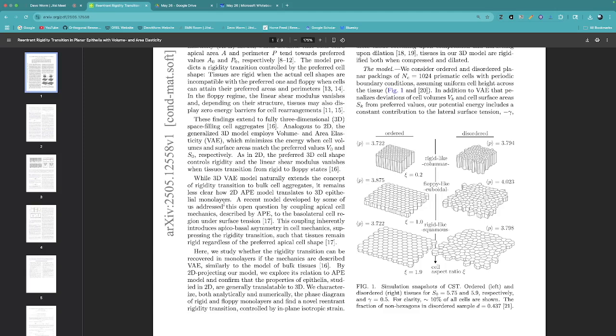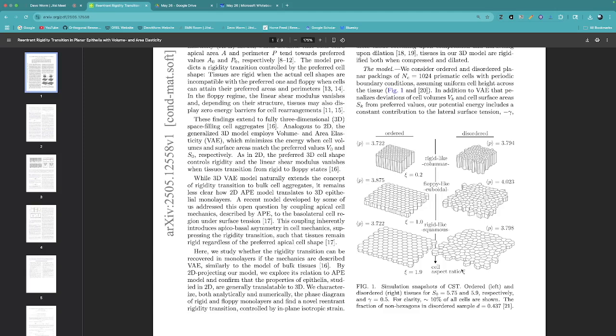So how do we get this two-dimensional model transitioning into this 3D model? A recent model developed by some of us addressed this open question by coupling an apical cell mechanics described by APE to the basolateral cell region under surface tension. This coupling inherently introduces apical-basal asymmetry in cell mechanics, suppressing the rigidity transition such that tissues remain rigid regardless of the preferred apical cell shape.